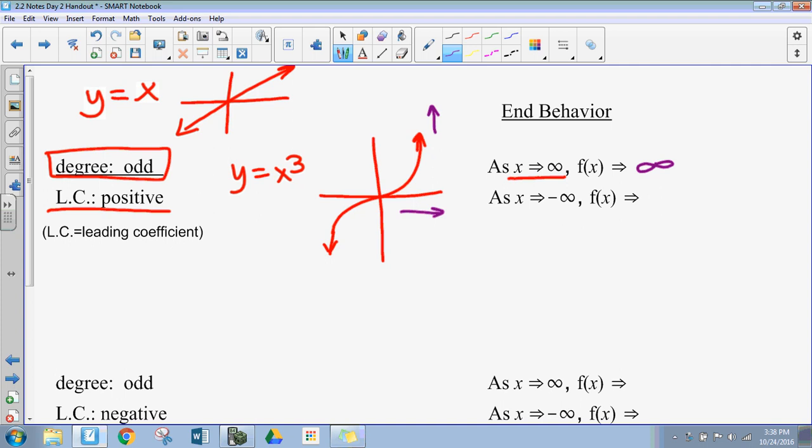In your book, they do it the other way around. They say f of x approaches infinity as x goes to infinity, but make sure you write it the way we're doing it. This is the way I expect to see it in your homework. Now we're going the other direction, as x is approaching negative infinity. Thinking about my x values, as I'm going to the left, where are my y values going? Well, they're going all the way down. So as x is going to the left, my f of x is approaching negative infinity.